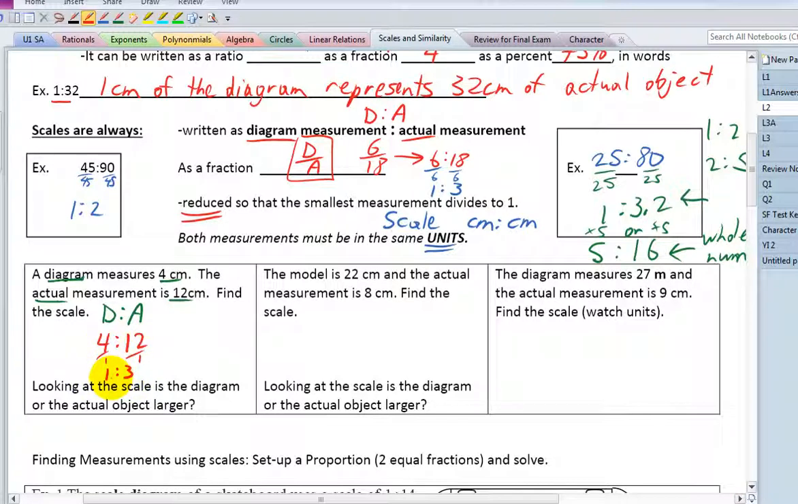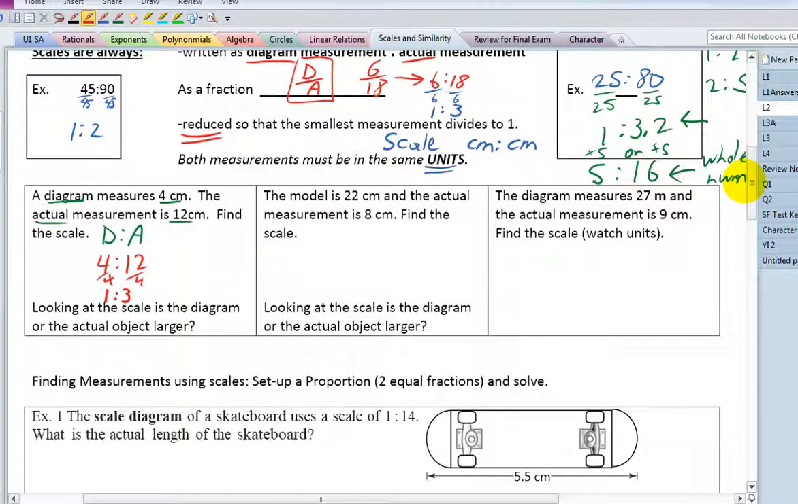So 1 to 3. Like, why would I divide by 1? Oh, I'm thinking of getting it to 1. There we go. So to get to 1, divide by 4, 1 to 3. Okay. So looking at the scale now, what is it telling you? Which one's larger, the diagram or the actual object? Yeah, the actual object's larger because it's 3 and the diagram's only 1. It's a larger number.